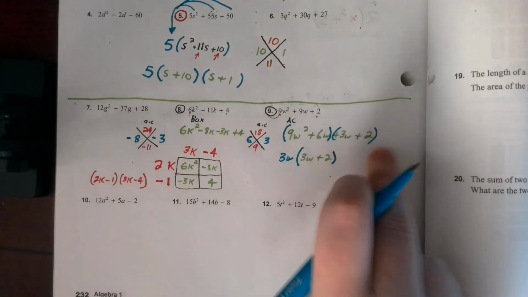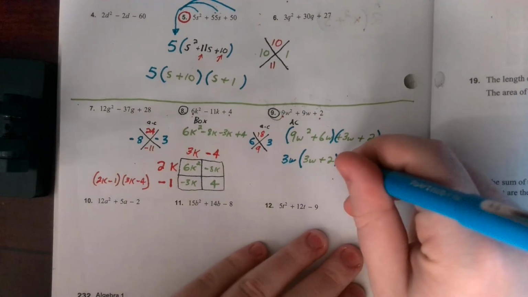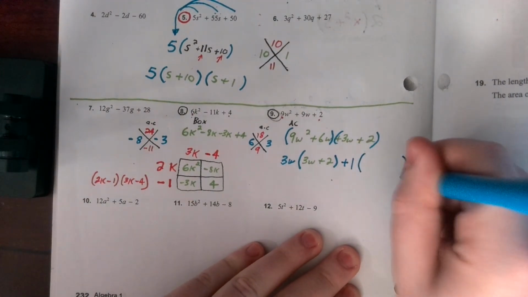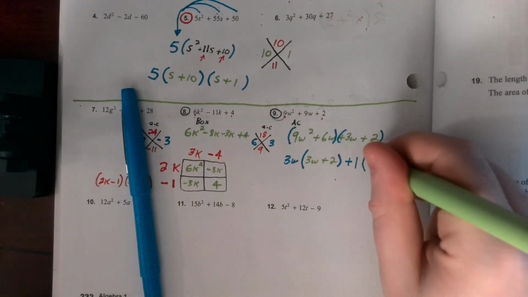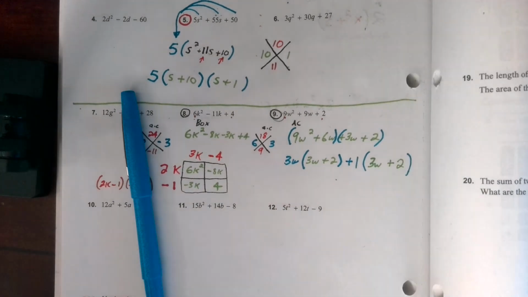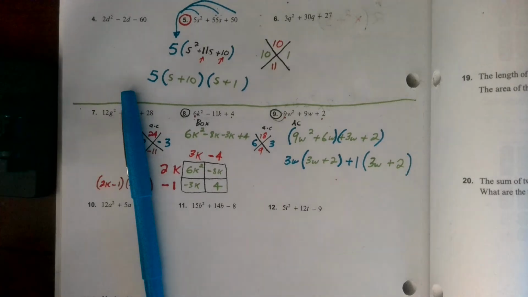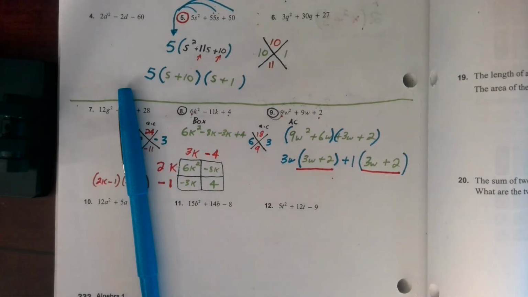Here, 3w and 2 don't have a greatest common factor, so what can we pull out? We can pull out a positive 1, a plus 1. And since we didn't really pull anything out other than a 1, 3w divided by 1 is 3w, 2 divided by 1 is 2. And again, how do we know we did this right? If your terms in parentheses match, you did it correctly.